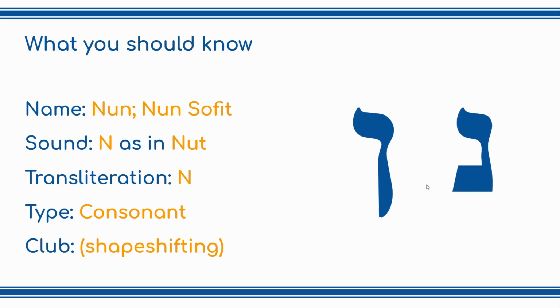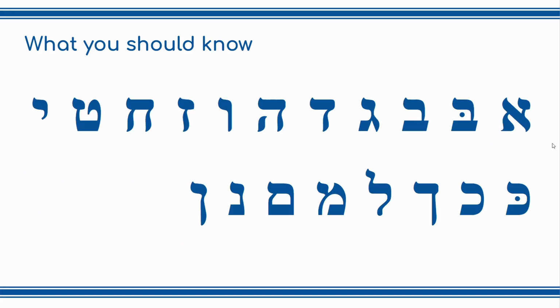So you know, another letter that is part of the shape-shifting club because it changes form at the end of a word. Okay? So these are all the letters you know so far, or you should have been practicing them. Okay? So you have Aleph, Bet, Vet, Gimel, Dalet, Hey, Vav, Zayin, Chet, Tet, Yod, Kaf, Chaf, Chaf Sofit, Lamed, Mem, Mem Sofit, Nun, Nun Sofit.